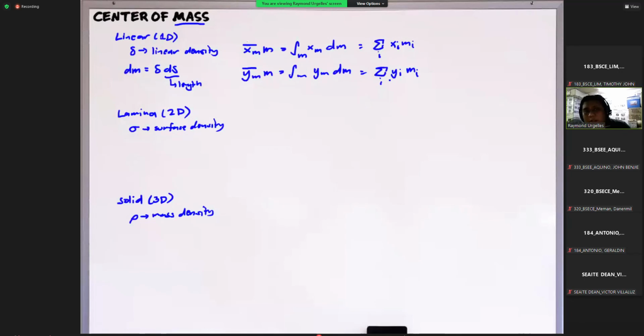Also note that our centroid is not only for area. We also have the centroid of a line and the centroid of a volume. You just replace the area there. For the centroid of a line, we consider the arc length, so you replace dA with ds and A with S. For volume, you just replace the area with volume.